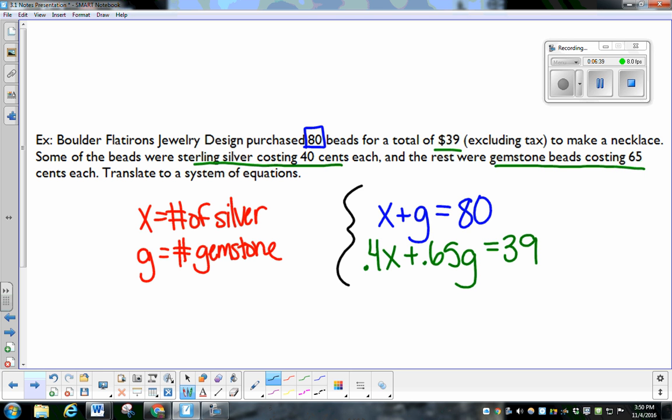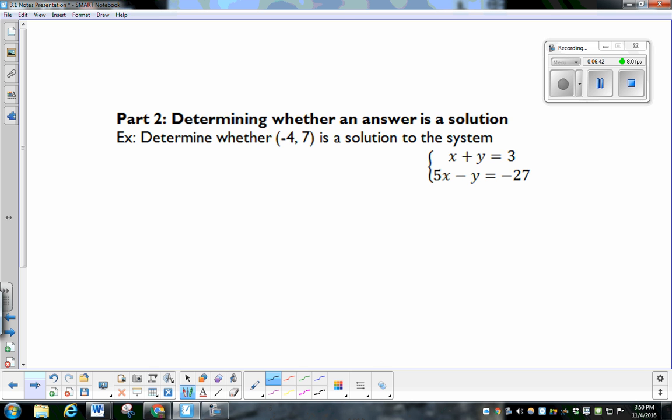All right, we're going to go on to the next part of these notes, which is determining whether an answer is a solution. After we do this, we're going to get to solving these systems on our own. But before that, we need to know how to check whether an answer is a solution. This is how to check your work later on. All we're going to do is plug this x and this y into both of our equations. If it works in both equations, then it is a solution.